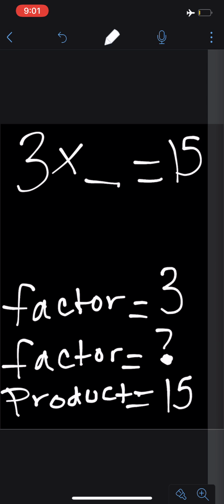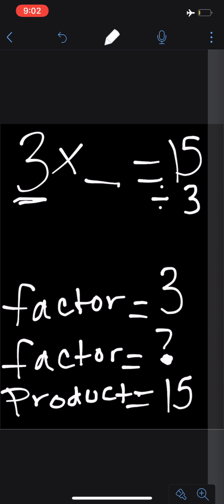So now that I have my parts labeled, it's important that we understand that we have a missing factor here. To solve for that factor, I'm going to take the factor that was given to me, which is 3, and I'm going to divide my product, which is 15, by that given factor, 3. So 15 divided by 3.